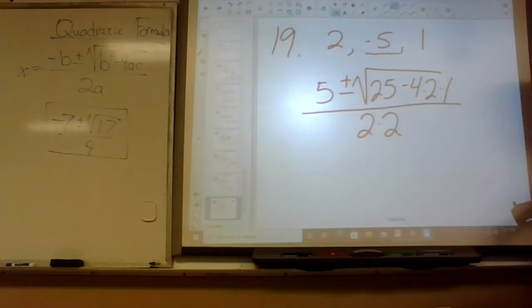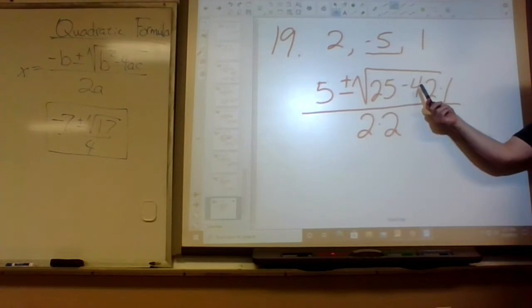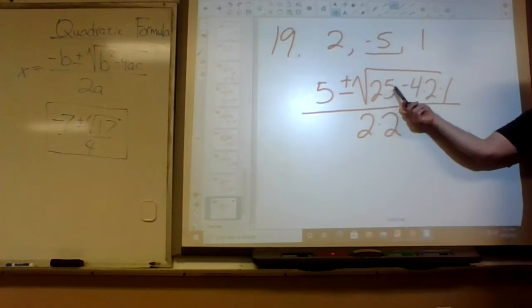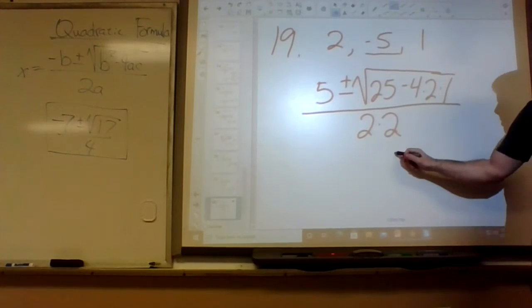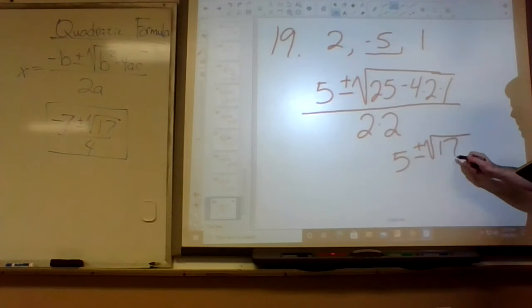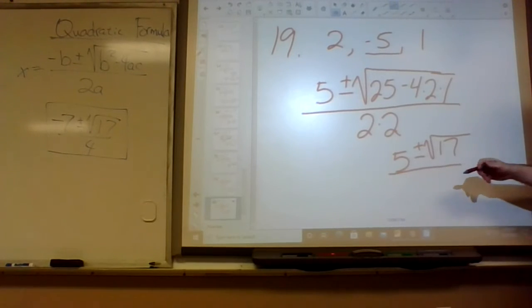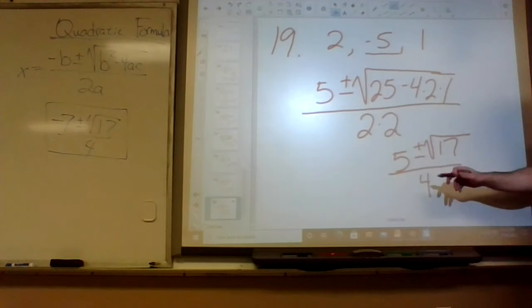Alright. The square root's the mess, so let's start with the mess. 4 times 2 is 8. 25 minus 8, 17. What's the square root of 17? Nothing pretty, right? Can we simplify it though? Is there a double that goes into 17? No. So can I simplify this? No. So is it just stuck as that?